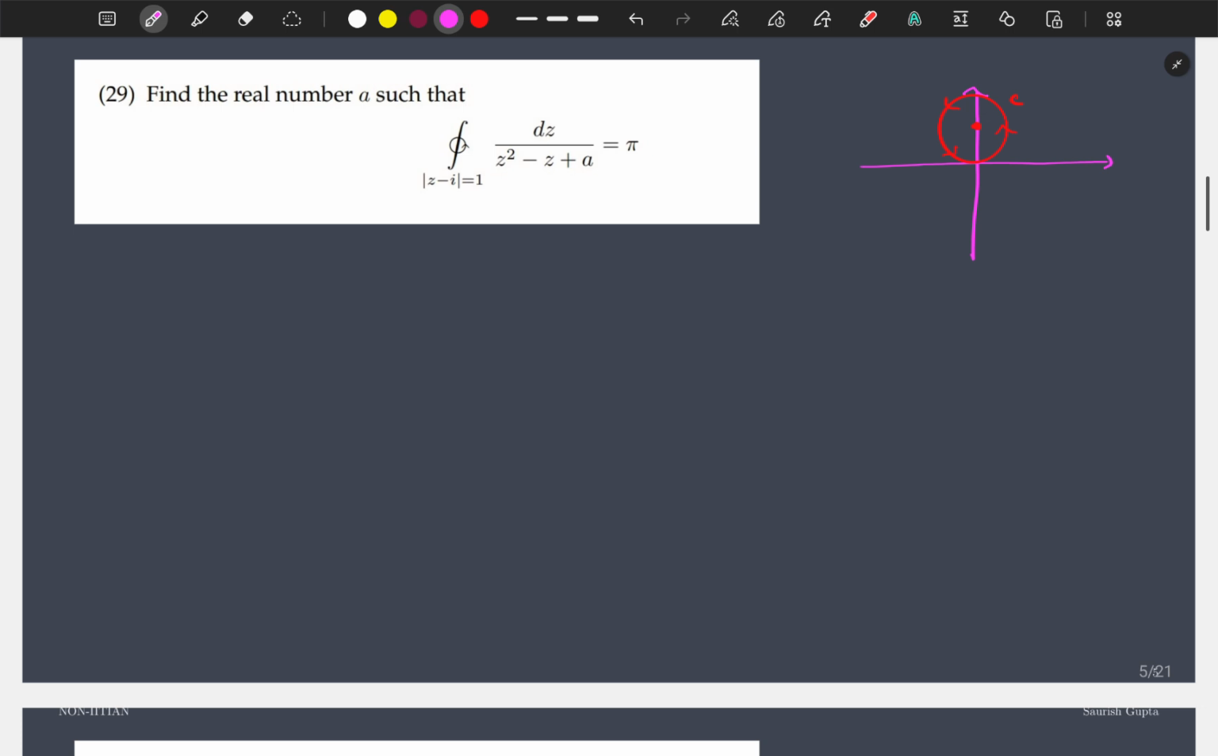There is one way of finding the residue of a function at some particular singularity. First of all, what are the singularities of the integrand? The integrand is 1 over z squared minus z plus a, so the singularities follow from this: z is 1 plus or minus the root of 1 minus 4a, over 2.